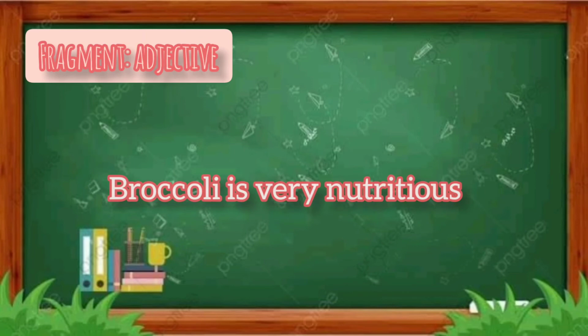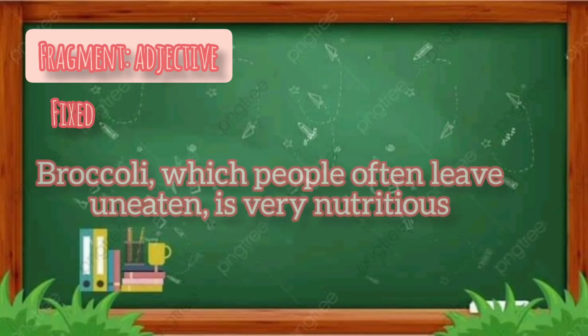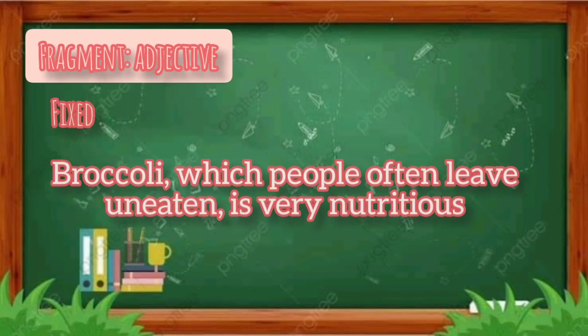Broccoli is very nutritious. An adjective fragment clause does not express a complete thought, so it cannot stand alone as a sentence. You must connect each adjective clause to the noun. Now, allow me to give you the correct answer: Broccoli, which people often leave uneaten, is very nutritious.